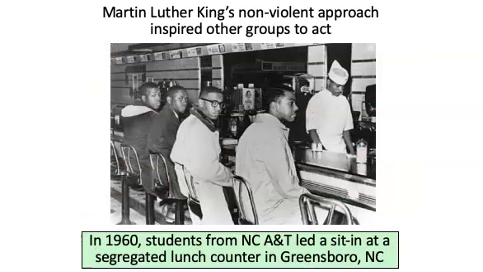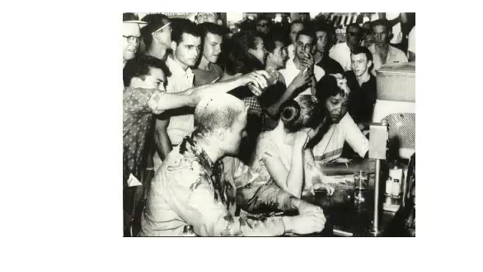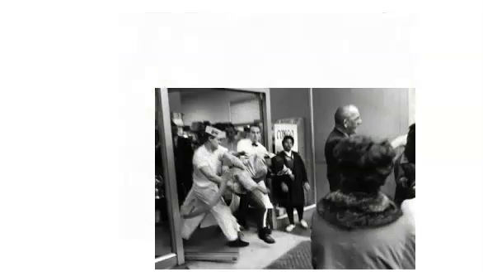Now, Martin Luther King Jr.'s nonviolent approach will also inspire other groups to act. For instance, in 1960, students from North Carolina A&T are going to lead a sit-in at a segregated lunch counter in Greensboro, North Carolina. Now, if you're like, what's a lunch counter? It's Waffle House. Like, they're all Waffle Houses now. That's basically what they are. And this sit-in movement will inspire other sit-ins across the South at the time. Here's a few other examples of those different sit-ins, and then the violence that's attended with those.